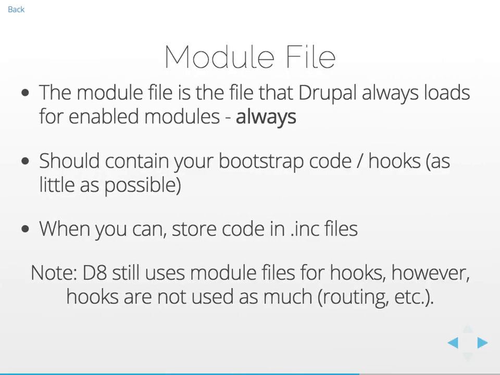Okay, so the module file. The module file is the file that always loads for enabled modules. And I stress that point because if you have 100 or 200 modules on a site, every module file is going to get loaded for every request. Given that, it should contain as little code as possible. When you can, use callback hooks to store your code in include files, so that for a given request you only bootstrap as little as possible and load code as needed. Drupal 8 still uses module files for hooks. However, hooks are not used as much, which we'll get into a little later on.